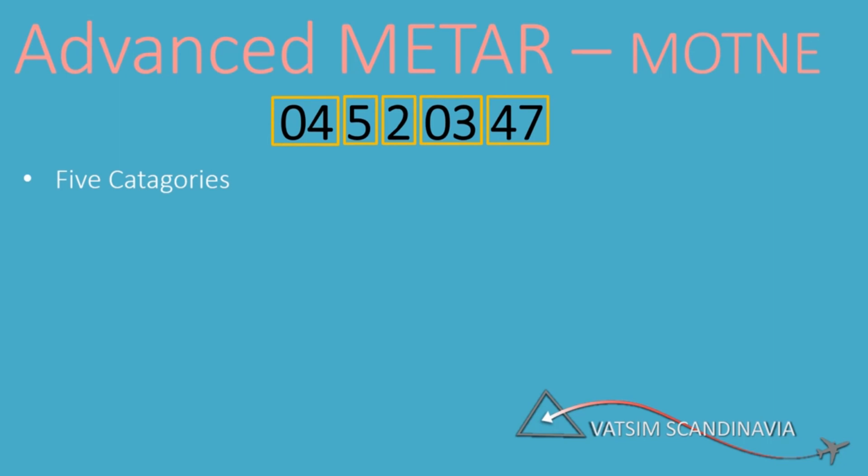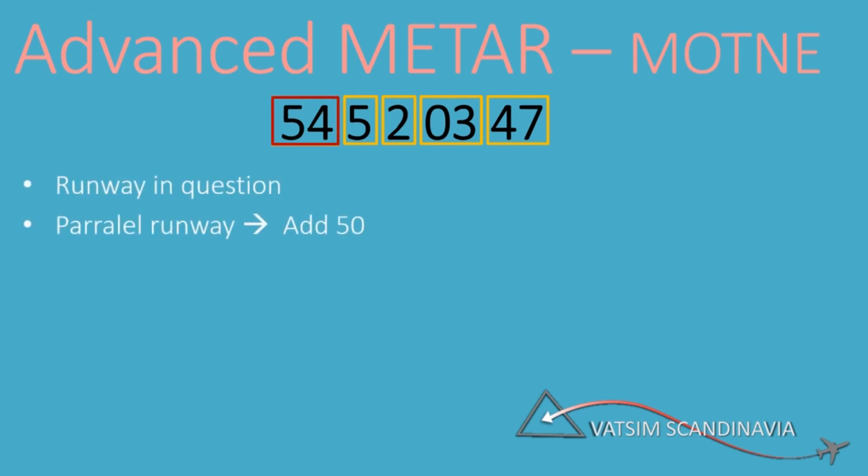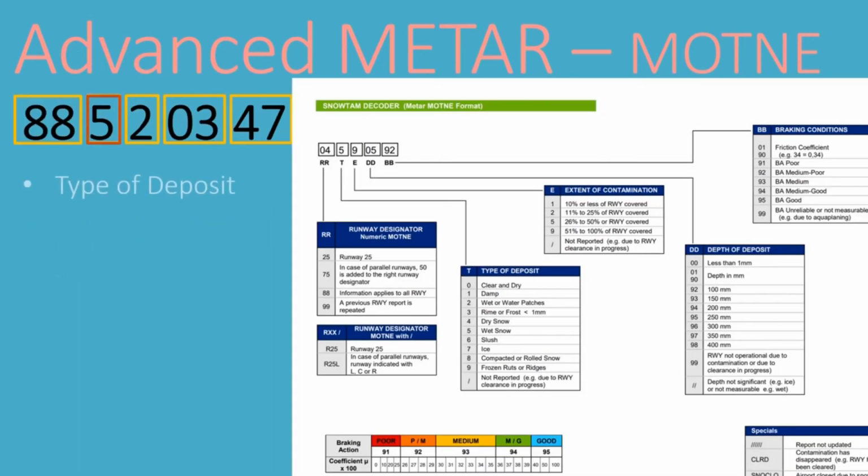Now, first of all, you have the runway number concerned. In this case, it will be runway 04. And this has a lot of variations. You can add 50, and then it means the parallel runway, the right runway, or it can be code 88, and it will be all runways. Now, this will be hard to explain, so there is a table, you can find it in the training content as well, telling you exactly how to decode the METAR format.